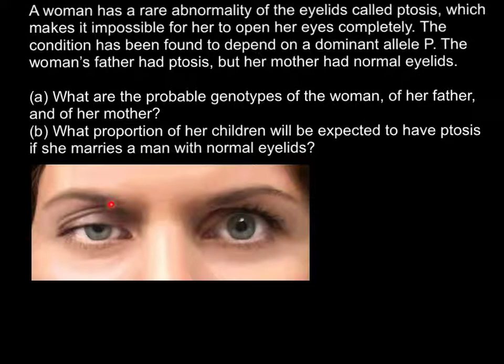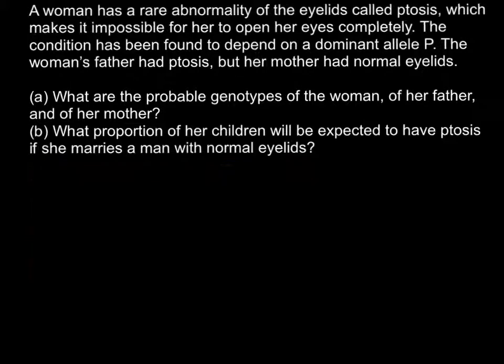And when we have a genetic disorder, sometimes it can affect only one eye, or sometimes it can affect both eyes. So let me proceed with our first question. That is question A. What are the probable genotypes of the woman, of her father and her mother? And here is a pedigree. Here is our affected woman and her family, her affected father and unaffected mother.